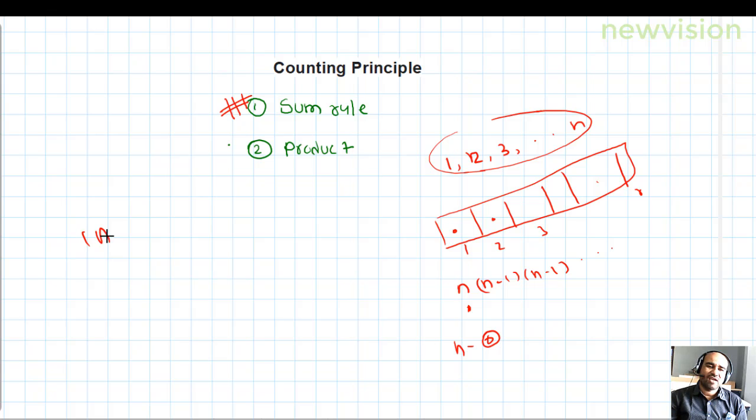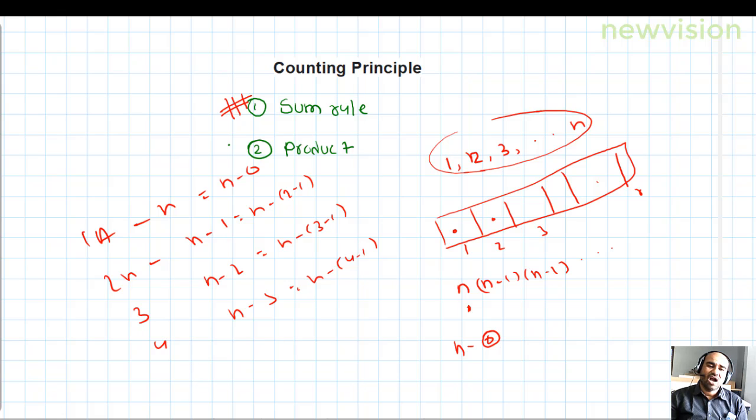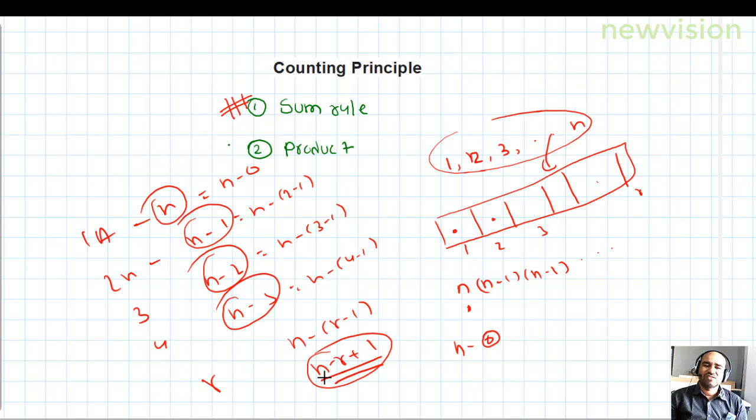First blank, n ways. Second blank, n minus 1 ways. Third blank, n minus 2 ways. Fourth blank, n minus 3 ways. I can write these as n minus 0, n minus of 2 minus 1, n minus of 3 minus 1, n minus of 4 minus 1. The rth blank you can fill in n minus of r minus 1 ways, that is n minus r plus 1 ways. So how many ways can you fill all these n objects in these r blanks directly using the product rule? n into n minus 1 into n minus 2 and so on up to n minus r plus 1 ways.